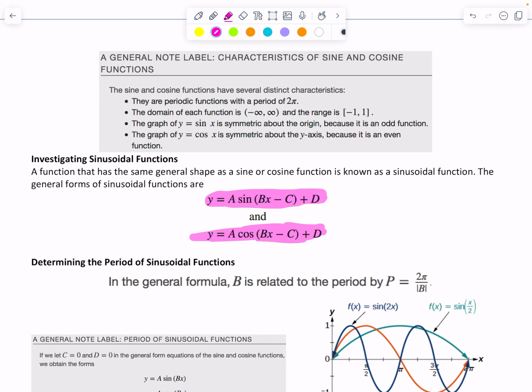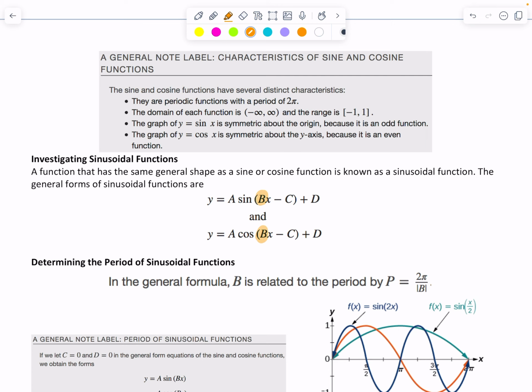The first thing that we're going to focus on is what do we get from the b. Take that b, and it's going to actually tell you the period of your function. That number is what affects how long it takes sine or cosine to get through their whole period. So the normal period for sine was 2 pi.